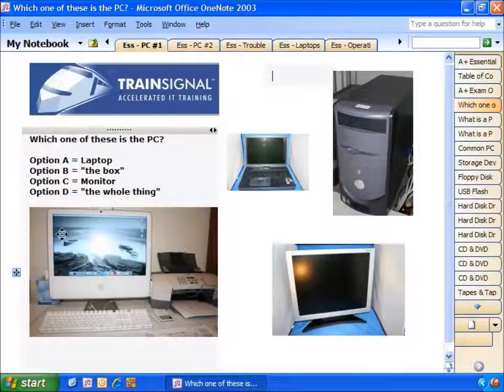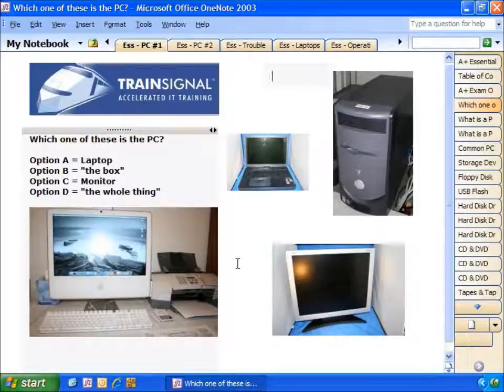Option D, I just called it the whole thing. So here you have a Mac. Is that Mac a PC, by the way? You've got a printer, you've got a keyboard, mouse, there's even an iPod there. Is that a PC? My point of this little quiz is PC is such a generic term. So many people use it differently. You can't go around correcting people's improper use of calling something a PC, unless you're the manager and that person works for you.